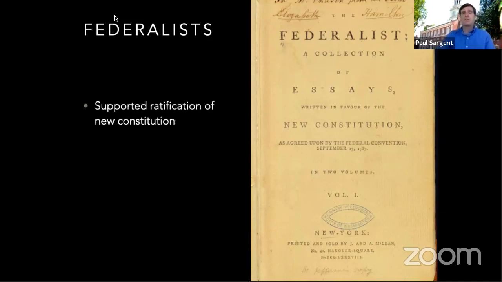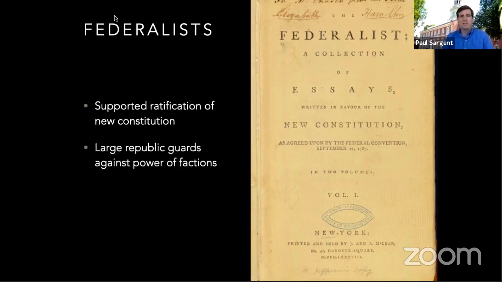All right. So the Federalists came out. They supported the ratification of the new Constitution. And their big argument was that if you have this really large republic, it guards against the power of factions. So the democracy side, where a faction of the majority could do whatever it wanted to a minority faction, is taken away because there'd be so many factions with so many different interests in a large republic that they're not going to be able to pull together and create those sorts of factions.